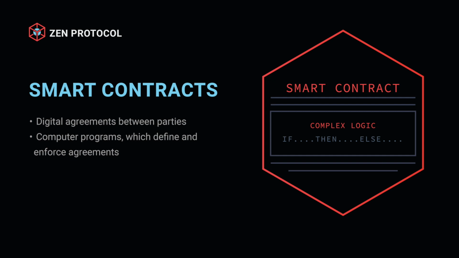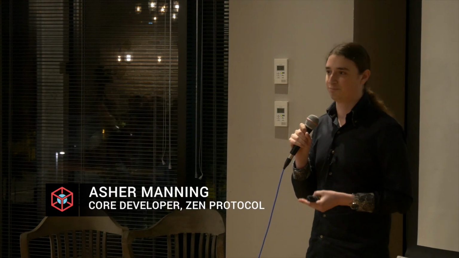So a smart contract is a digital agreement between two parties. It's a piece of code that defines and enforces this agreement. Smart contracts can be used to implement financial instruments, decentralized autonomous organizations, prediction markets, decentralized exchanges, all kinds of things. There are probably applications that no one has thought of yet that smart contracts will end up being used for.